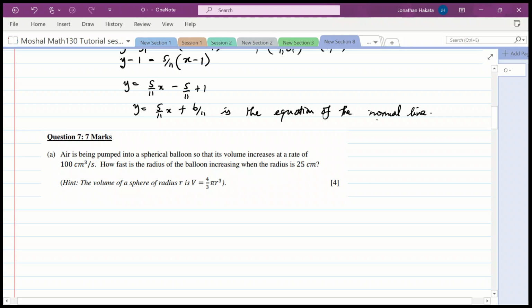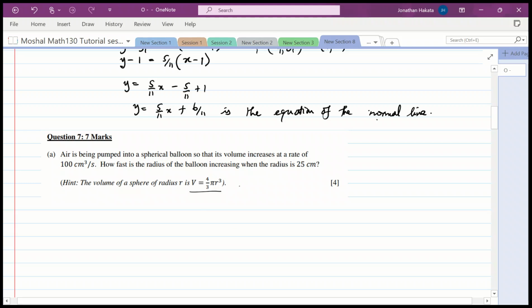So let's read. Air is being pumped into a spherical balloon so that its volume increases at a rate of 100 cubic centimeters per second. How fast is the radius of the balloon increasing when the radius is 25 centimeters? Hint, the volume of a sphere of radius r is given by v equal to 4/3 pi r cubed.